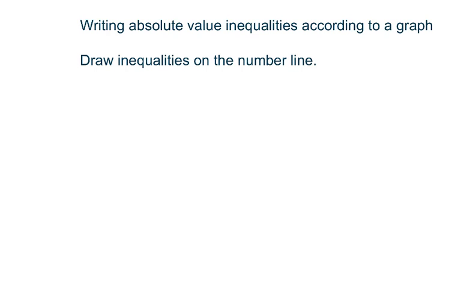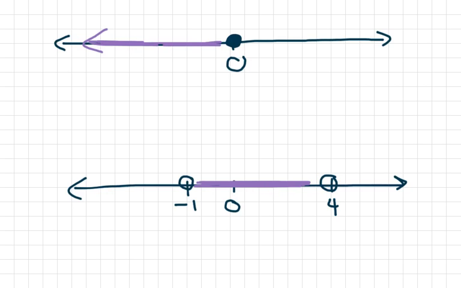Hi everyone. We're going to write absolute value inequalities according to a one-dimensional graph, and we're going to draw inequalities on a number line, both in one dimension. So we're going to get started, and they might give you a graph like this, and this is going to be our x. So the way you would write this is x is less than or equal to 0, because it's all numbers less than or equal to 0.